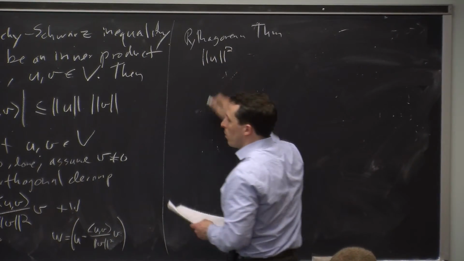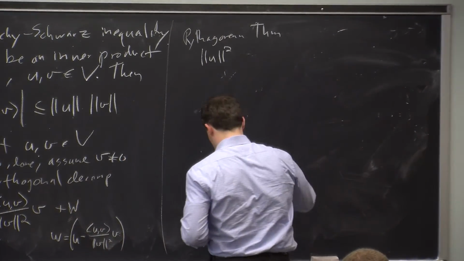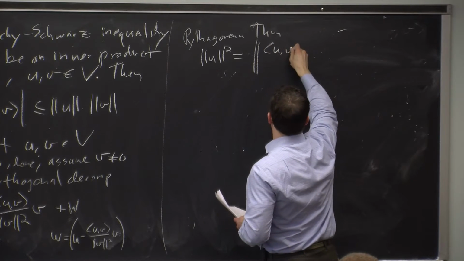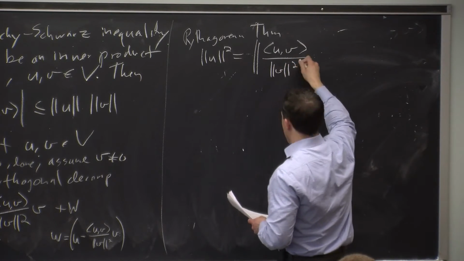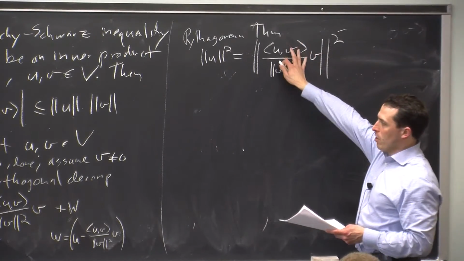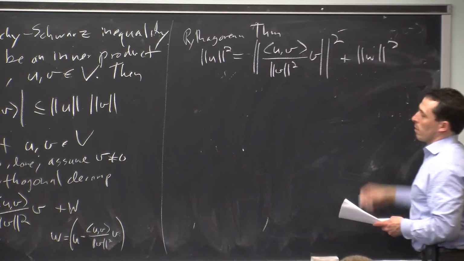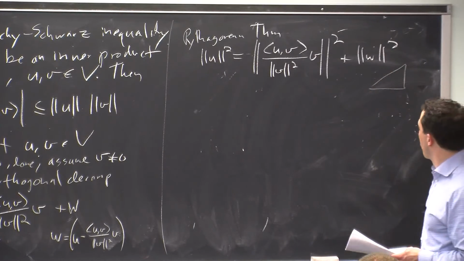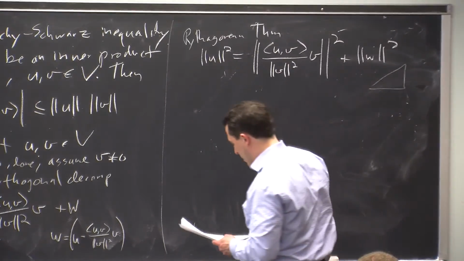That tells me something about u in terms of this decomposition. This is w. It tells me that the norm of u squared is equal to the norm of the inner product of u and v divided by the norm of v squared times v, the norm squared of that, this was av, the v part of u, plus the norm squared of w. And that's possible because we've written this as a sum of two orthogonal vectors.